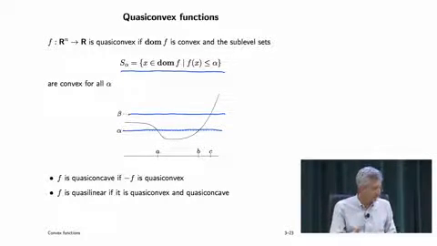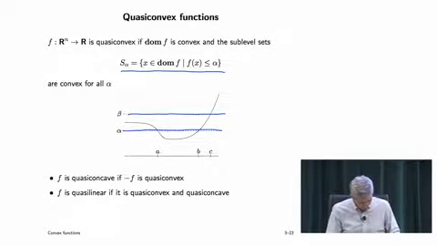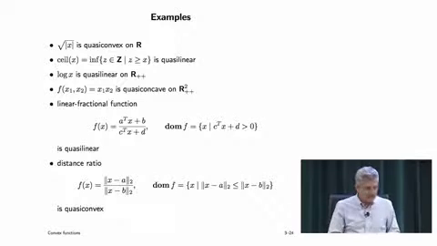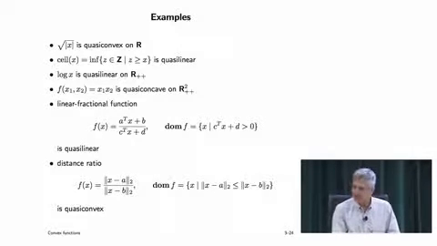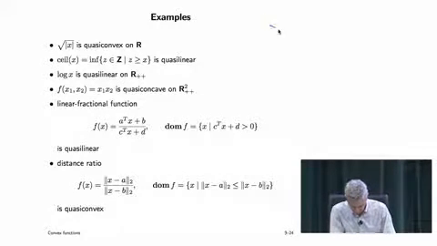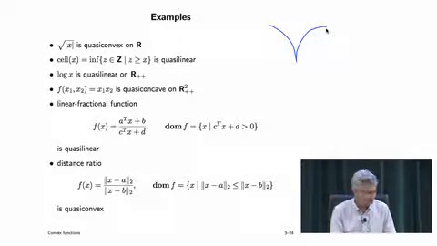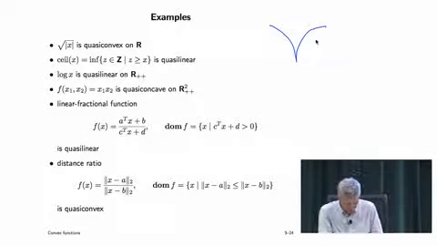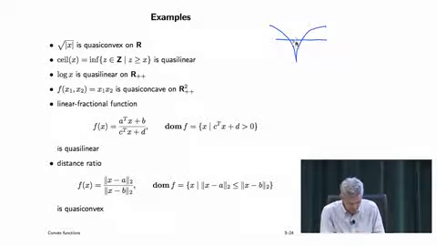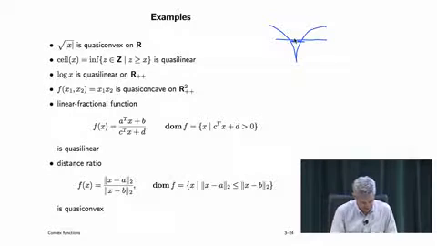Quasi-concave is the negative, and quasi-linear is both. Okay? So let's look at some examples. Well, the square root of the absolute value of x, that's a function that looks like this, right? And that is definitely not convex, and it's definitely not concave, but it's quasi-convex, right? Because the sublevel sets, if you draw a level here, is just an interval, so you're okay.